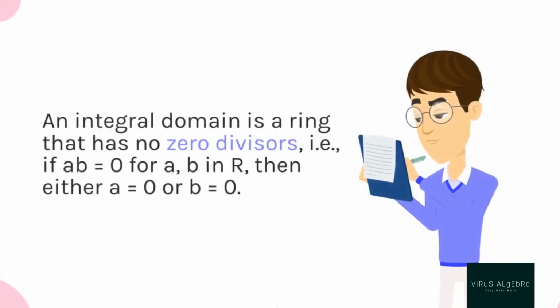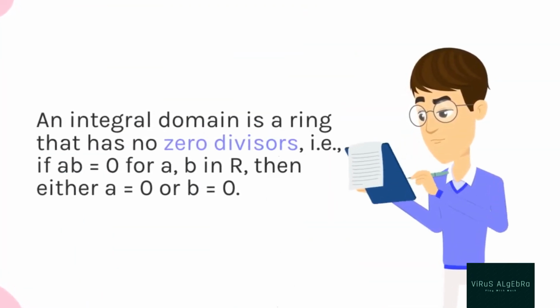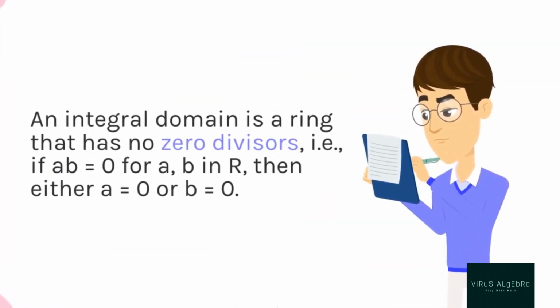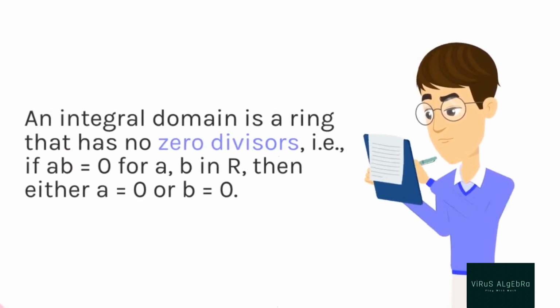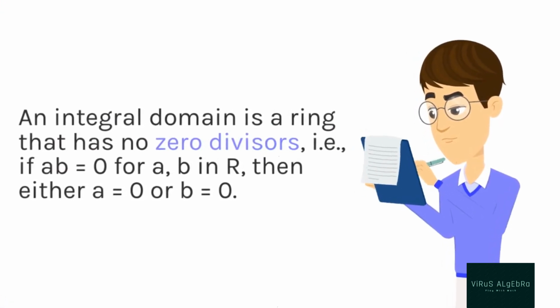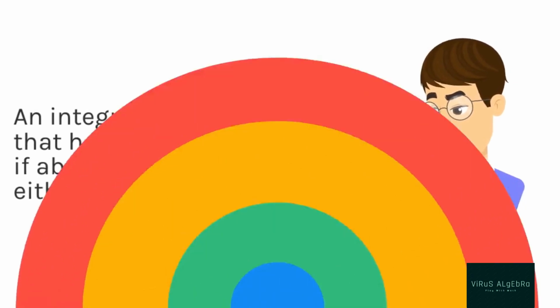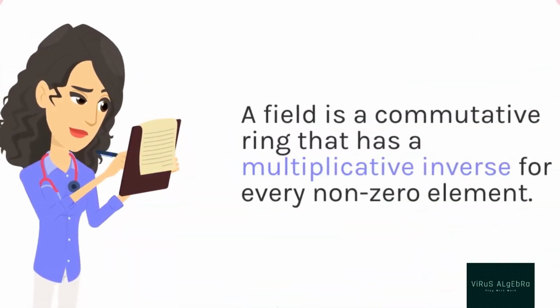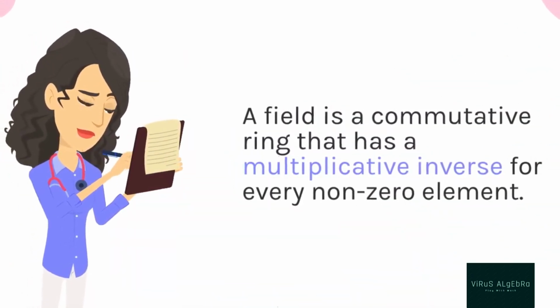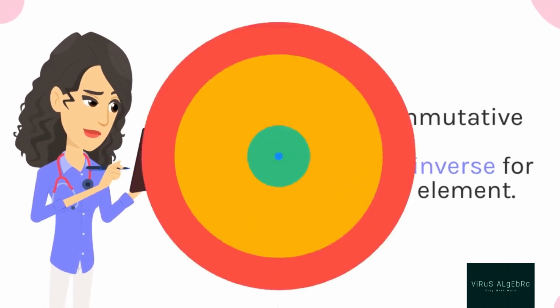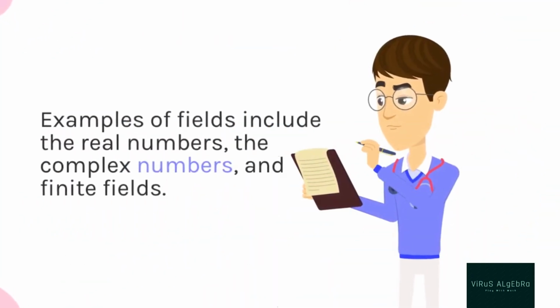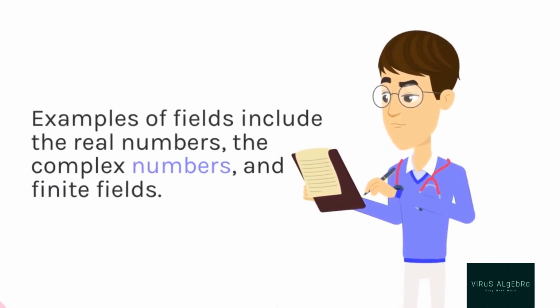An integral domain is a ring that has no zero divisors, i.e., if ab equals 0 for a, b in R, then either a equals 0 or b equals 0. A field is a commutative ring that has a multiplicative inverse for every non-zero element. Examples of fields include the real numbers, the complex numbers, and finite fields.